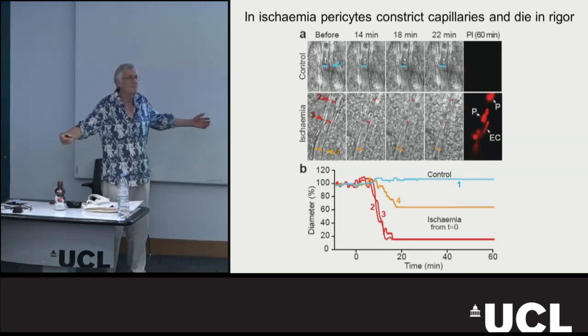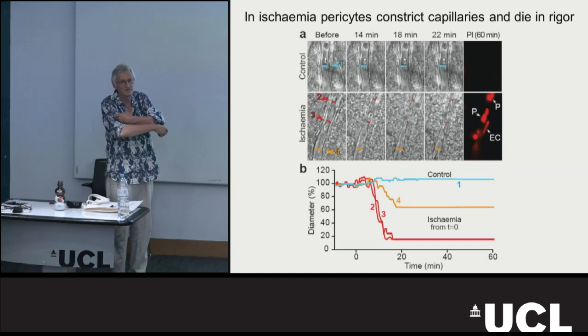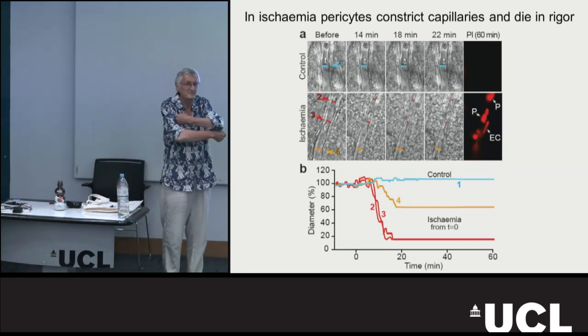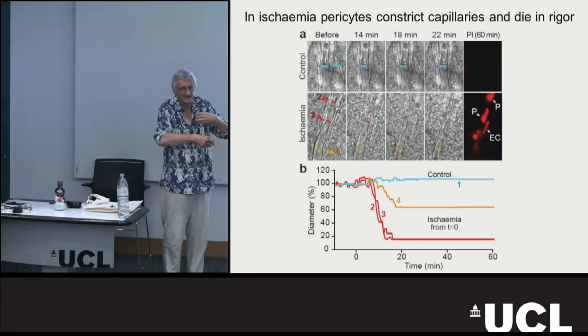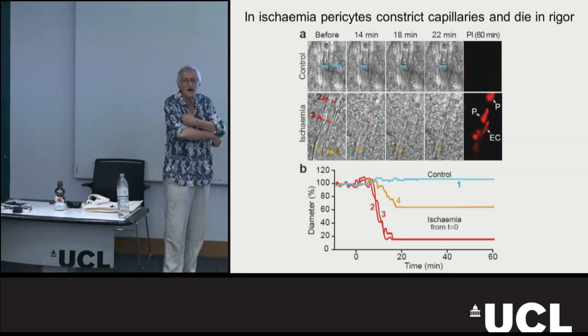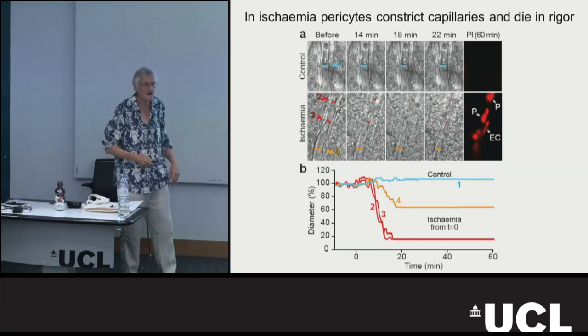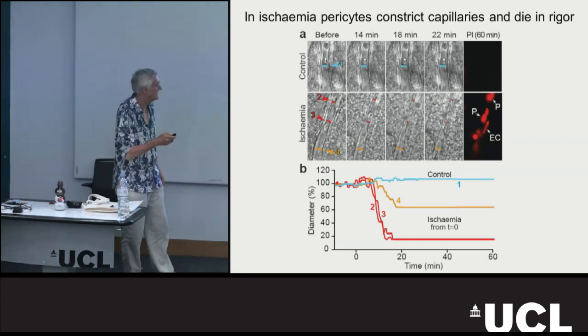Okay, so we think what happens is the pericytes constrict the vessels, and if you remember your Muscle 101, or if you've seen crime scene investigation, you'll know that when ATP levels fall, you can't relax. That's why corpses are called stiffs. So they constrict the vessel, and now there's no ATP to relax the vessel again. Okay, so they constrict and die in rigor, and the vessel is permanently constricted until microglia come along and remove them at a later stage.